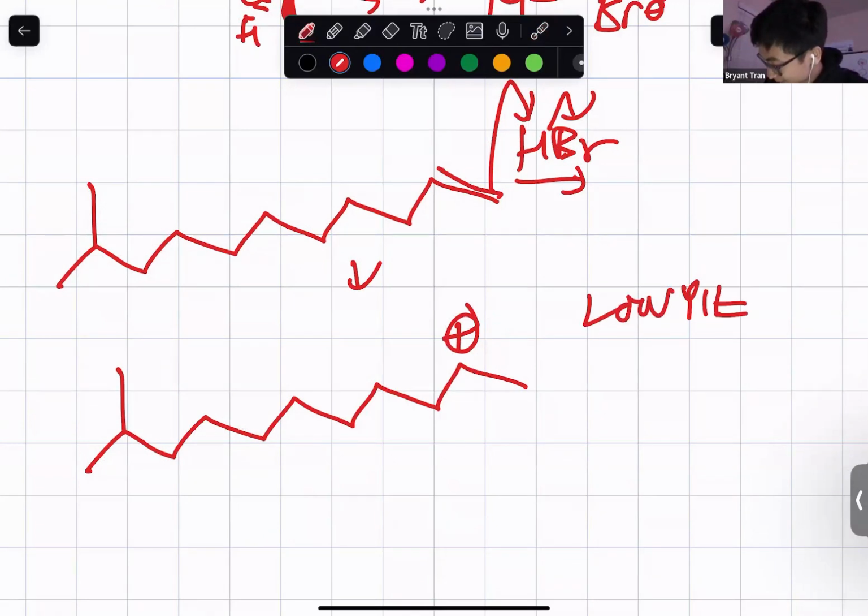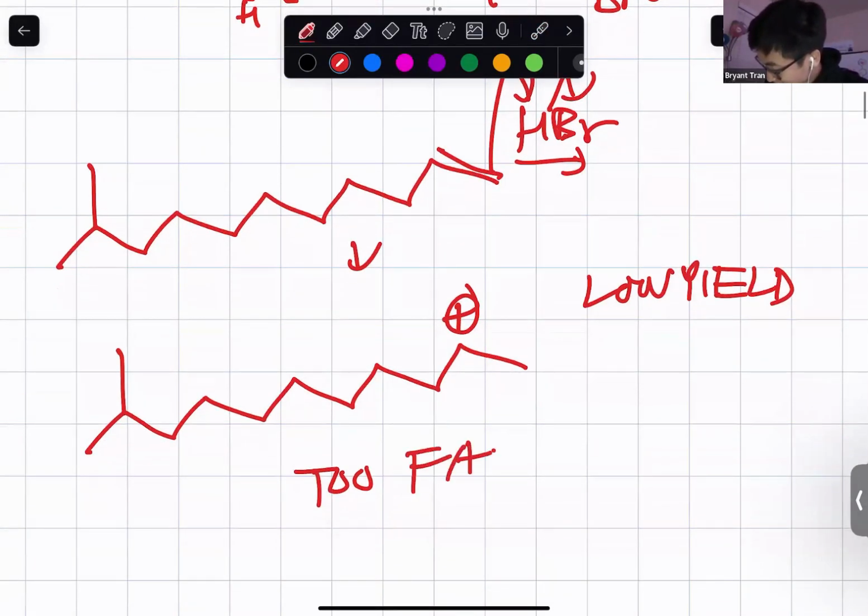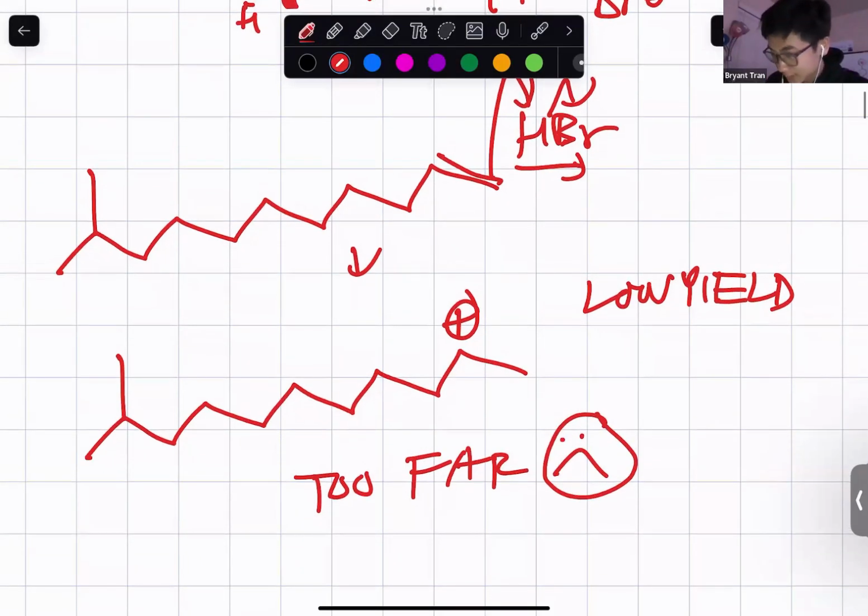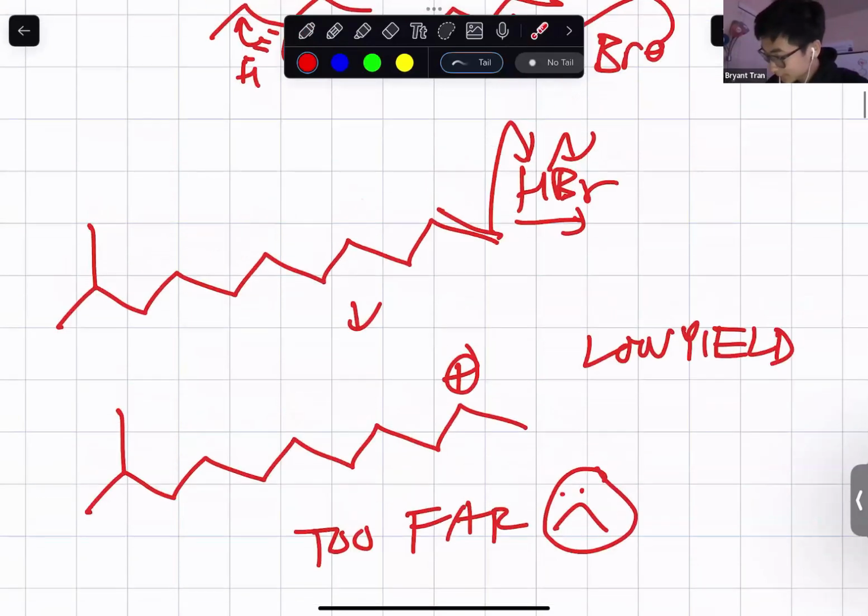Low yield, too far. Right, so no hydrogen shift there, it's too far.